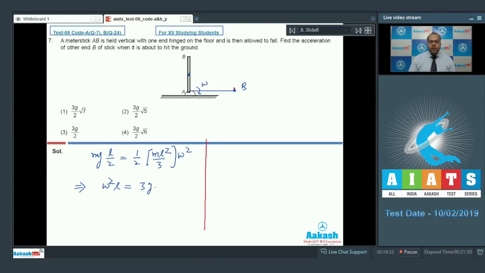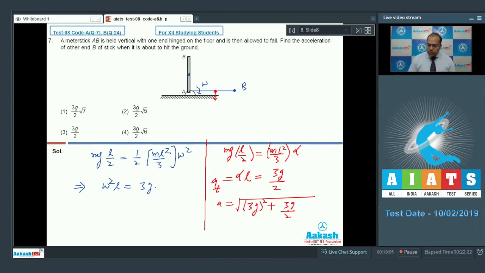Now, to find the tangential acceleration at this moment, I am writing the torque equation. So mg into L by 2 is equal to I into alpha, that is mL square by 3 into alpha. From here, the value of alpha L comes out to be 3g by 2, which is equal to the tangential acceleration. So the net acceleration is equal to the square root of a_c square, that is 3g whole square, plus a_t square, that is (3g by 2) whole square. If I solve this, it comes out to be 3g by 2 into root 5. So option 2 is the correct answer.